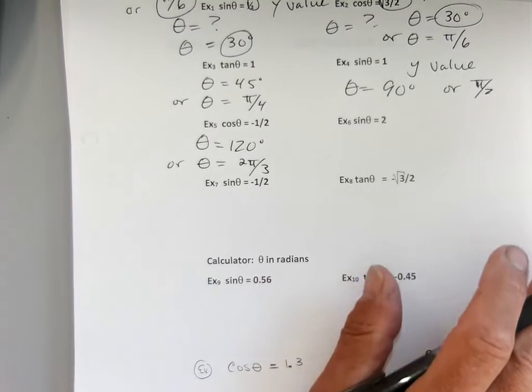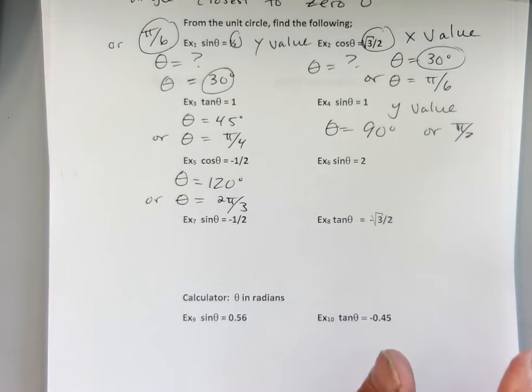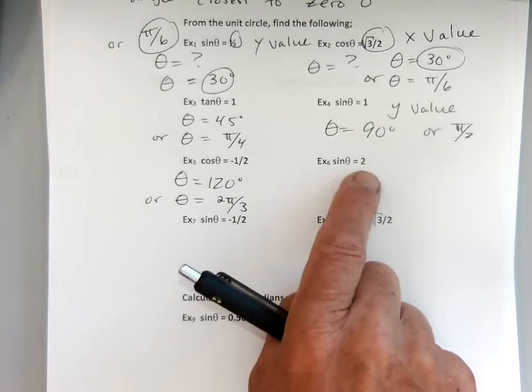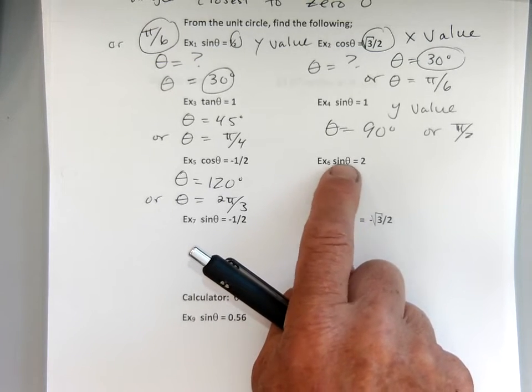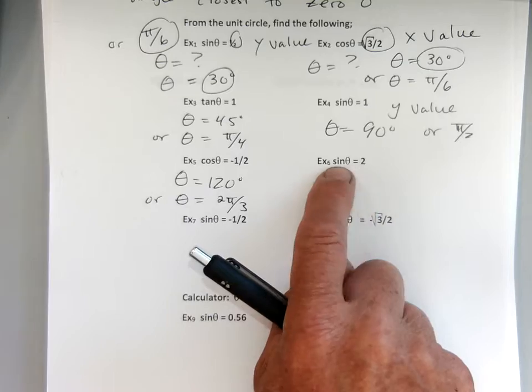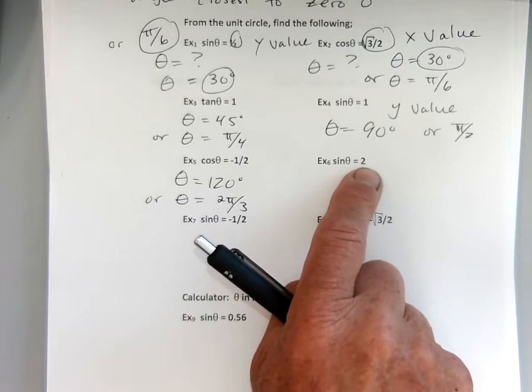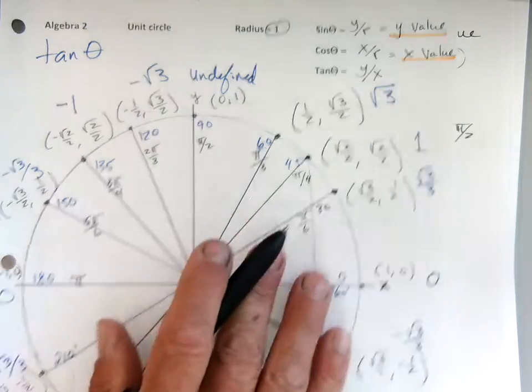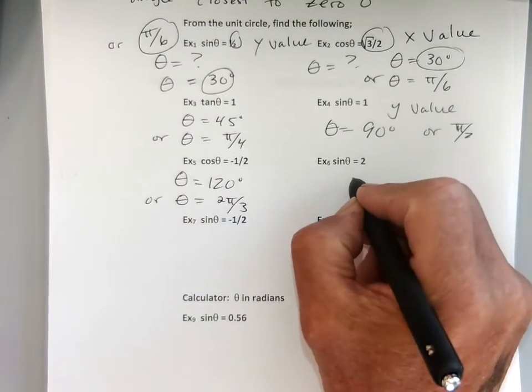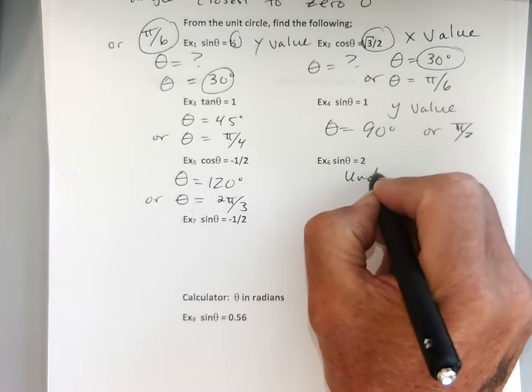Okay, example 6. Sine theta equals 2. This is a trick question. What is wrong? Tell me what's wrong with this. What's wrong with this question? Anybody? What's wrong? This is a trick question. What's wrong with this question? Let's look at the unit circle. Yes, Ellie? The unit circle only goes up to 1. Only 1 because it's a unit circle. Nice job, Ellie! So it's got to be impossible, so we just say undefined.